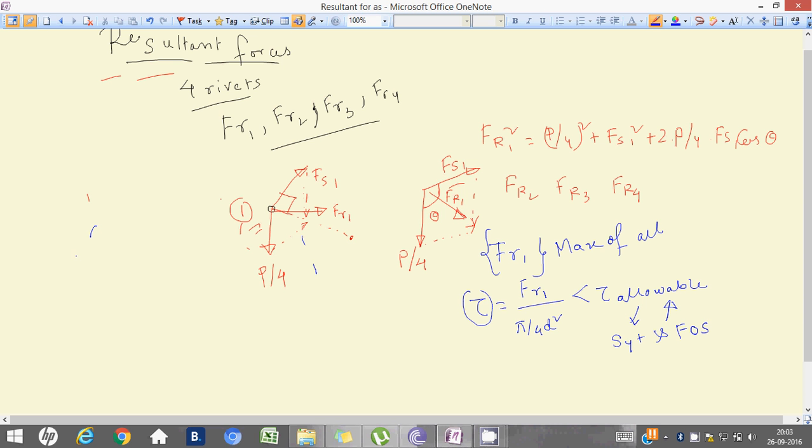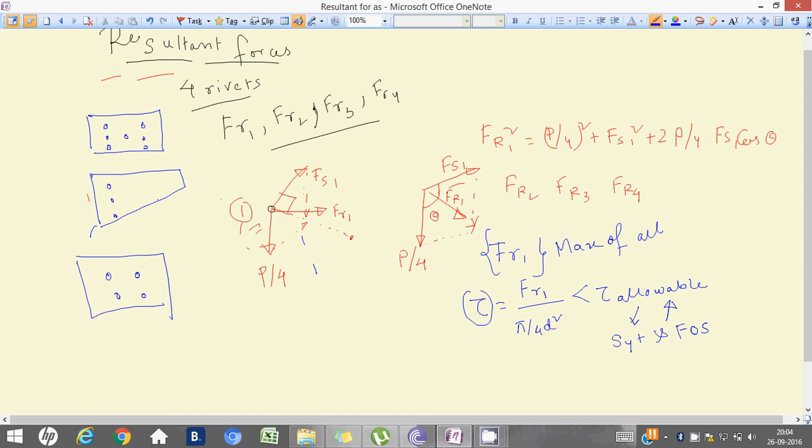One more thing: it's not always that you will get the rivets arranged like that. All the rivets may be in the same direction, in the same row, or it can even be like that. So depending on the problem, you have to understand how the secondary shear force and its direction will act, and accordingly find the resultant forces.